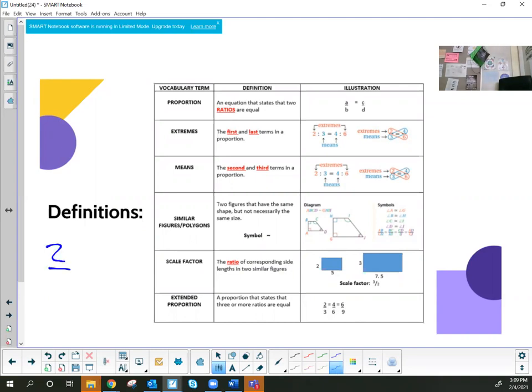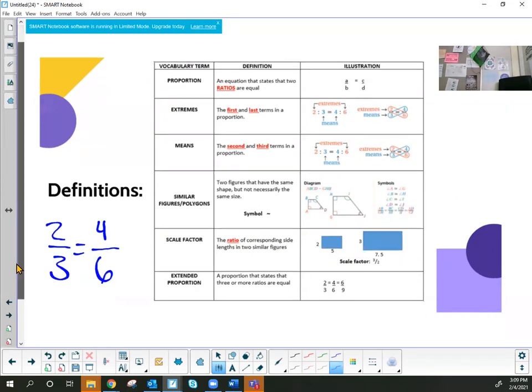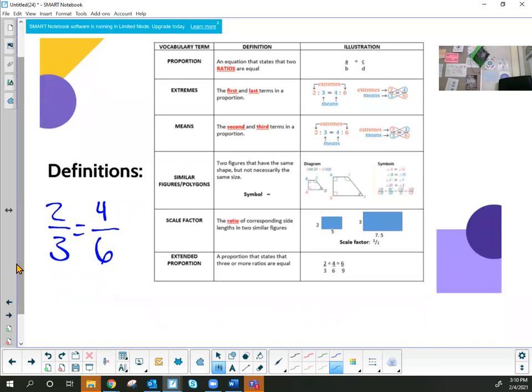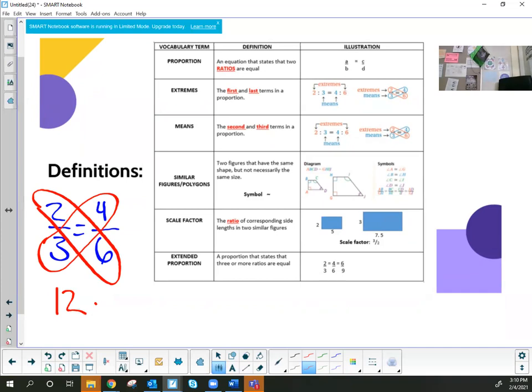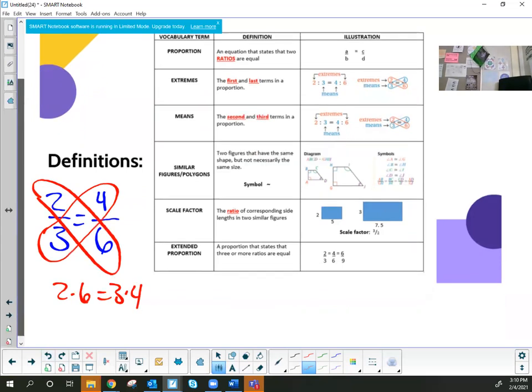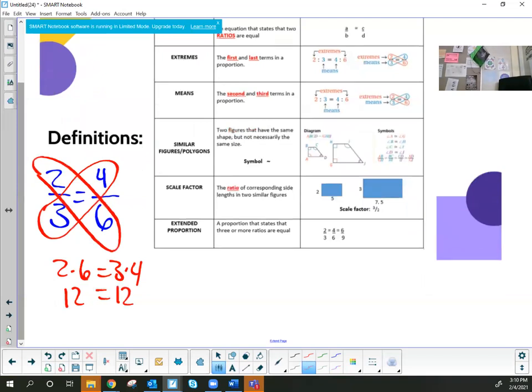What is a proportion? A proportion is just two ratios that are equivalent to each other. So this right here is a proportion. If you remember when we did proportions in middle school, you would just multiply the corners. So you do 2 times 6, which gives you 12, and 3 times 4, which gives you 12. So that's a proportion. This topic will do a lot with proportions.